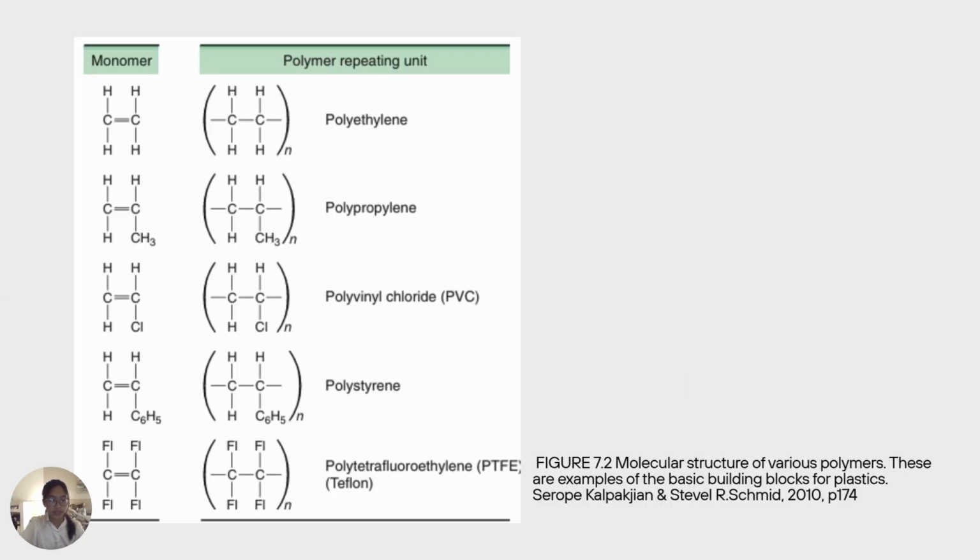Now in Figure 4.2, we can see the different molecular structures of various polymers. The first being polyethylene, second polypropylene, the third PVC, the fourth polystyrene, and the fifth being Teflon.